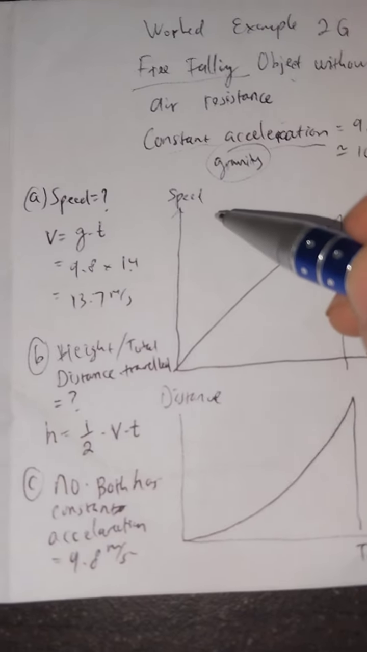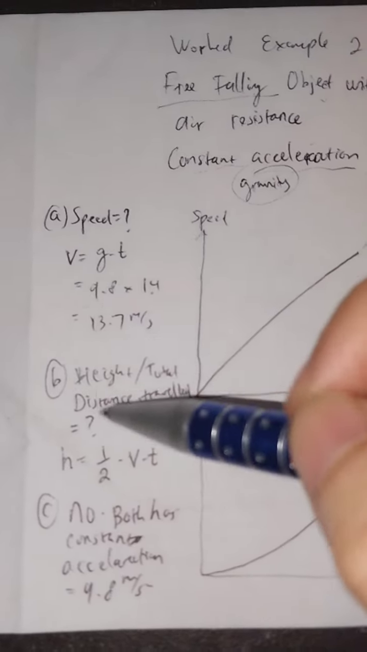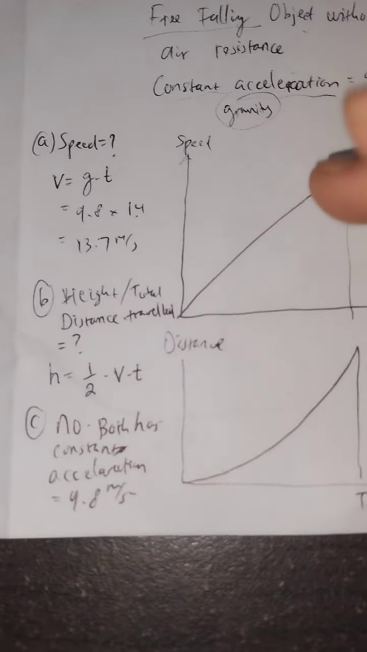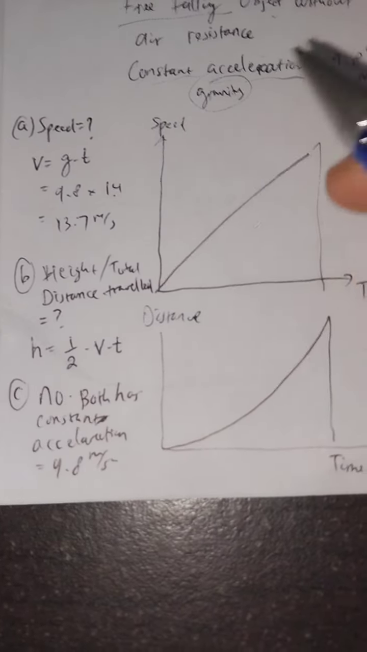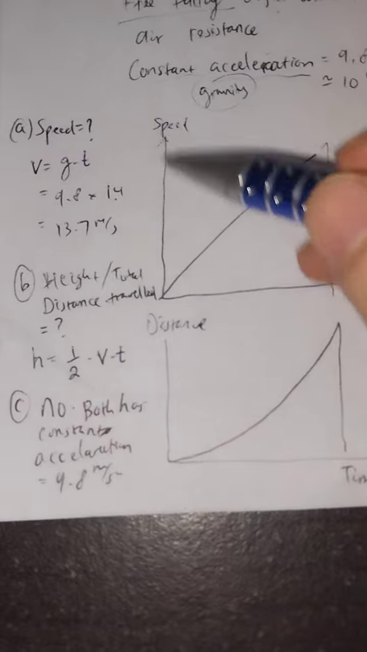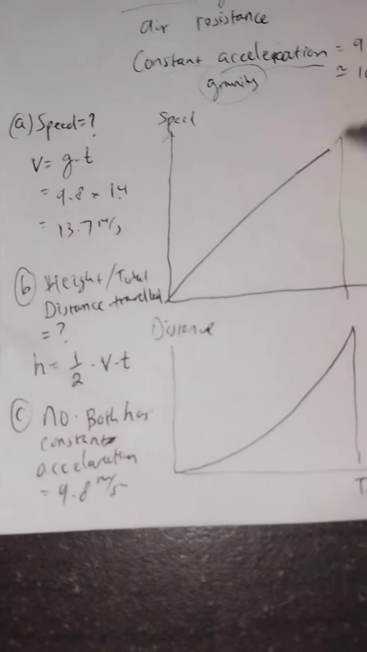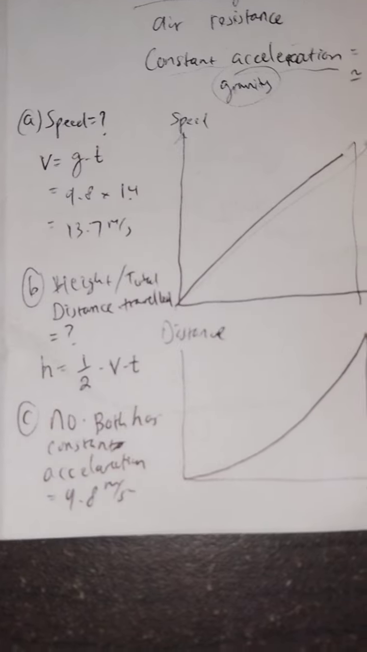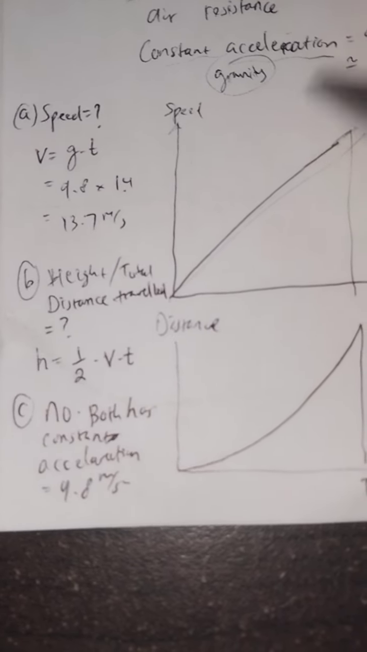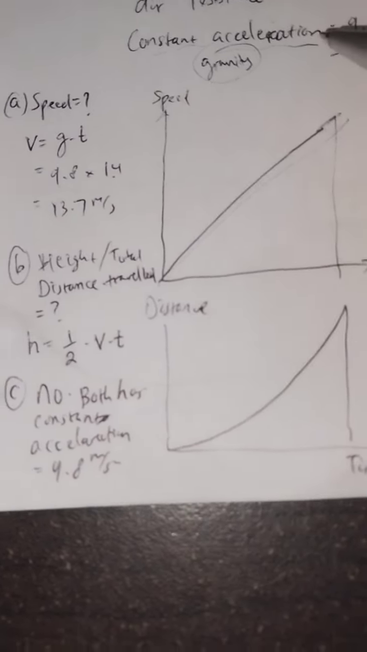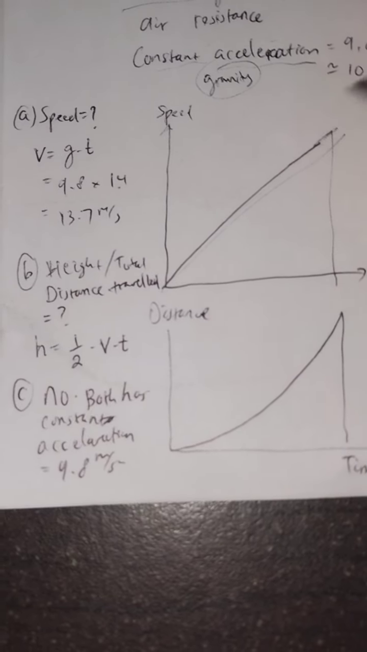Now, there are questions A, B, C. You can already see them in your textbook. You can find this graph in your textbook, right? The speed time graph. Now I want to explain this. Why is it a straight line? It's a perfectly straight line, right? Why is it?